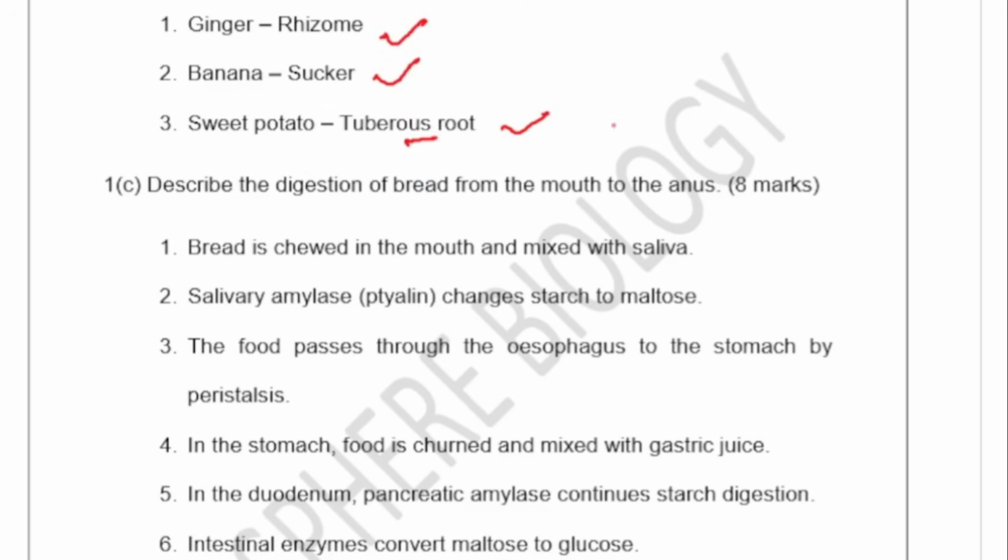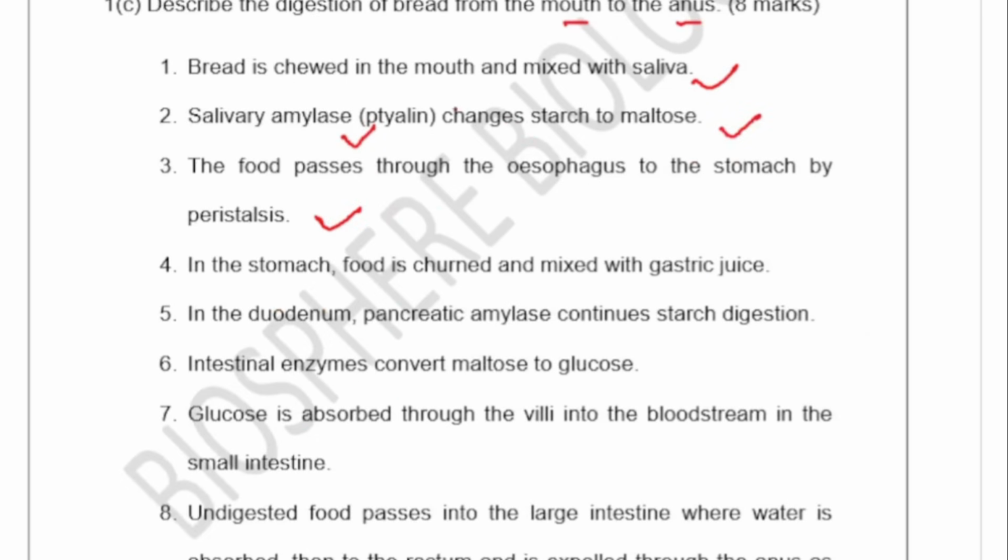And then finally, before we continue, the process of digestion of bread from mouth to anus. The bread is chewed in the mouth, mixed with saliva. The salivary amylase we talked about in the objective of this particular review changes the starch to maltose. The food passes from the esophagus to the stomach by peristalsis. In the stomach, the food is churned. There's something called churning in the stomach, and it is mixed with gastric juice.